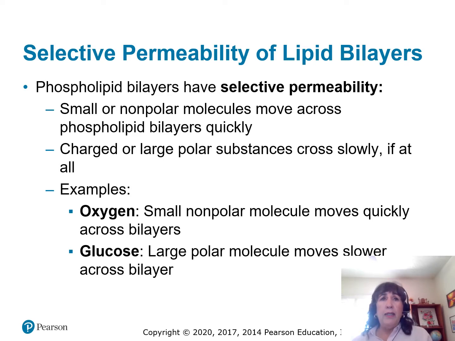So what are some examples of a small and nonpolar molecule? Like oxygen would be an example of that. So oxygen is a small nonpolar molecule that can move quickly across a bilayer. On the other hand, glucose is too large to move across the membrane. It might need some help.